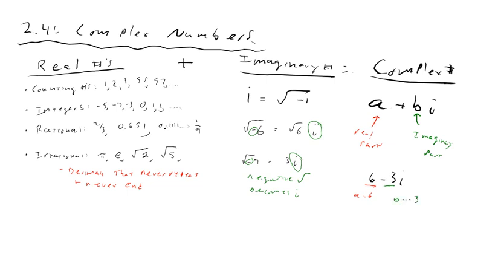Right? Because b is only the b number. The i is there automatically. The i just tells us it's the imaginary part. But the b number is just negative 3. Right? The real part is 6. The imaginary part is negative 3.